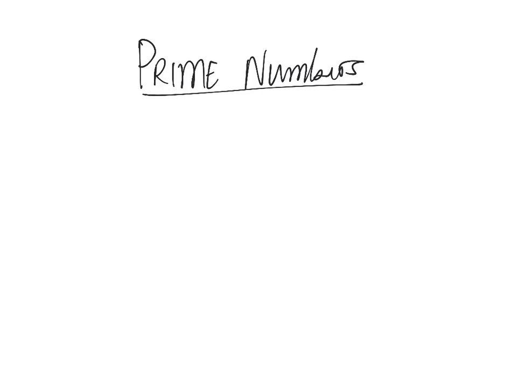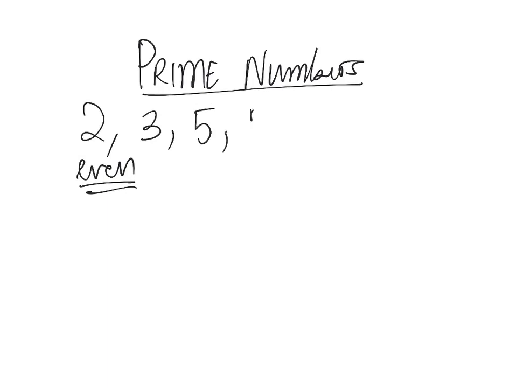So 1 is not prime and it's not composite. So 1 is left out. So we start with 2. 2 is the smallest prime number. This is very important because 2 is an even number, right? And it's the only even number that is a prime number. So just remember that. That's helpful to know because they can ask you what is an even number that is also prime. So we have 2, then we have 3, we have 5, 7.